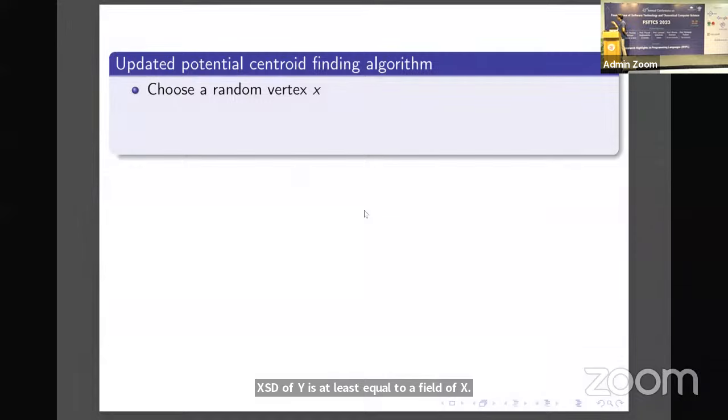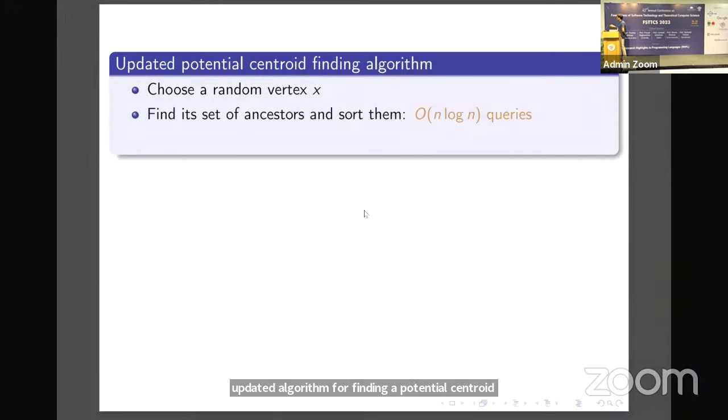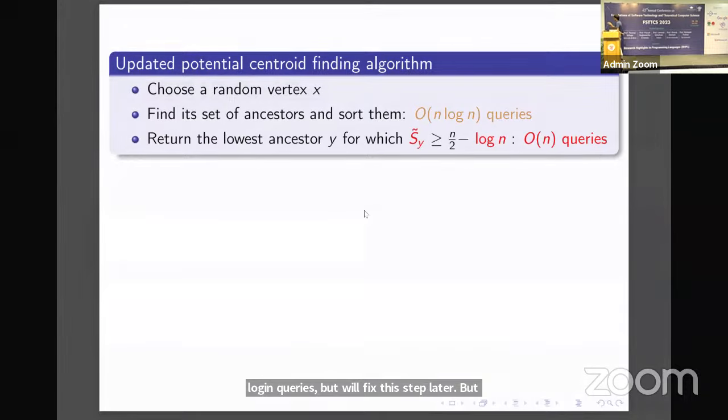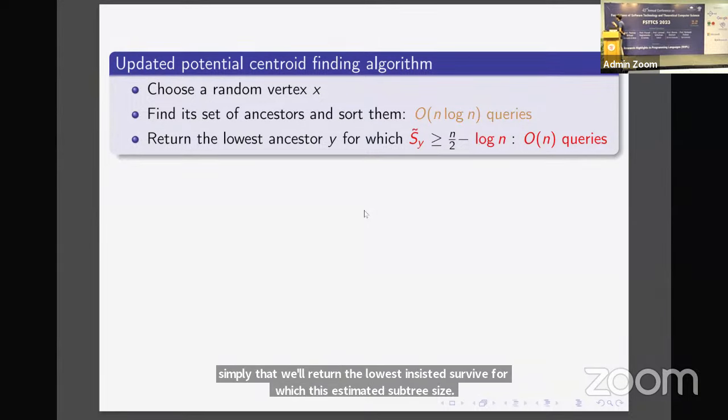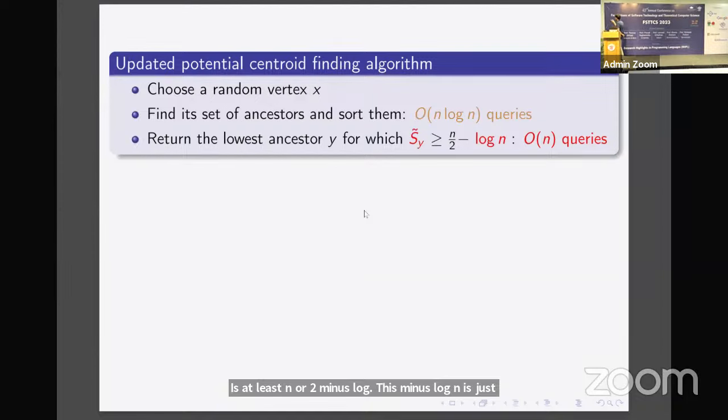So our updated algorithm for finding a potential centroid becomes this. We choose a random vertex x. We find its set of ancestors and sort them. It takes n log n queries, but we'll fix this step later. But for now, we'll focus on the second step, which is simply that we'll return the lowest ancestor y, for which this estimated subtree size is at least n over 2 minus log n. This minus log n is just to make the math work out. It's not very important. But now it's easy to see that there are still log n steps, but every step is n over log n queries, so it's order n queries.